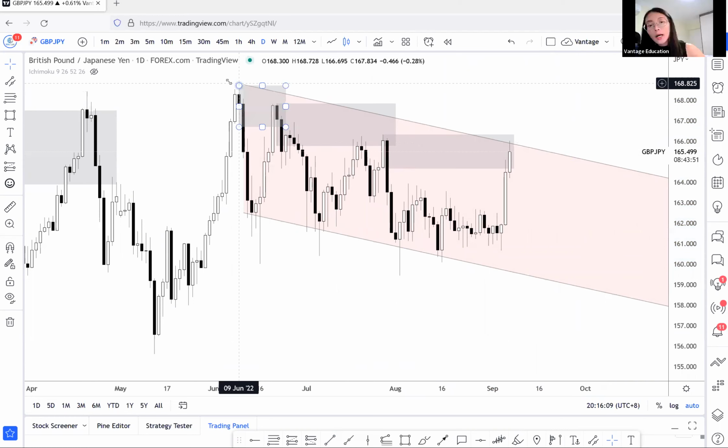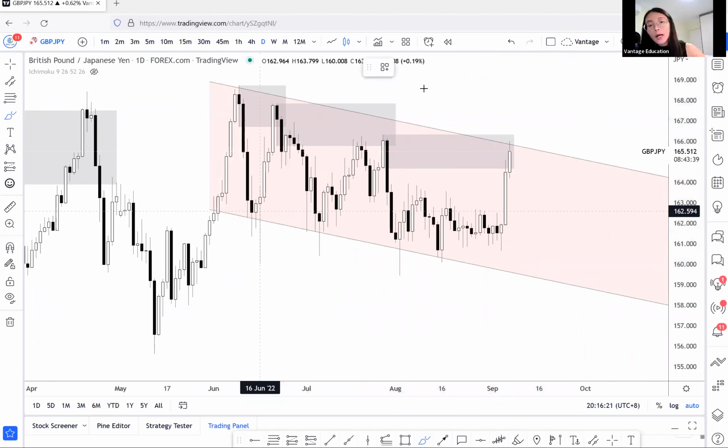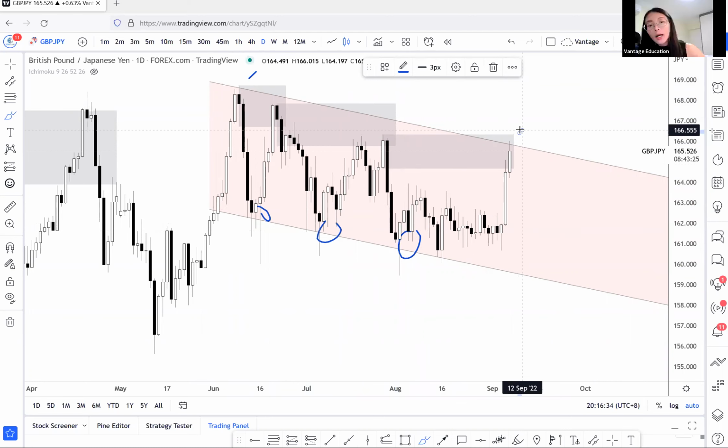So in this case, this would be a potential descending channel. Let me extend this area multiple times over here, this region. And then again, we have this area over here, and right now prices are testing this descending channel. So this is currently what we have on pound yen.